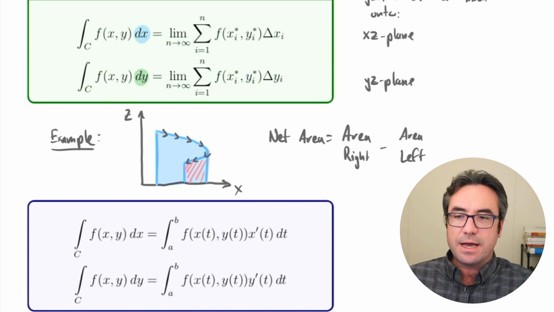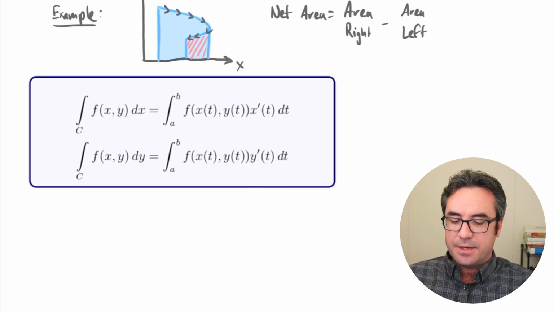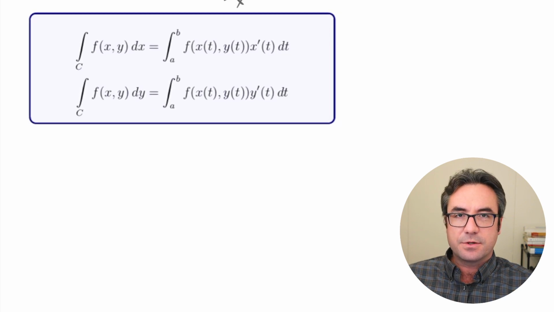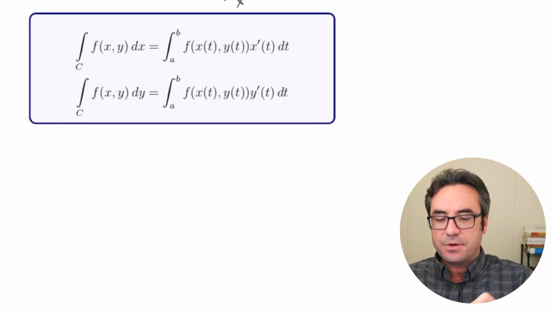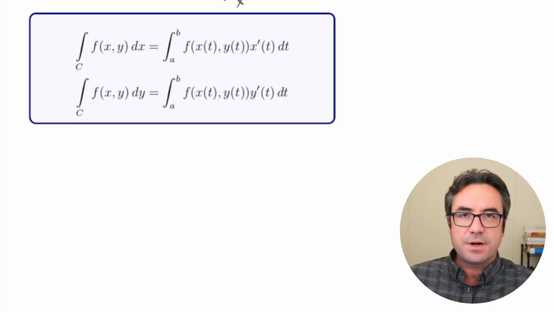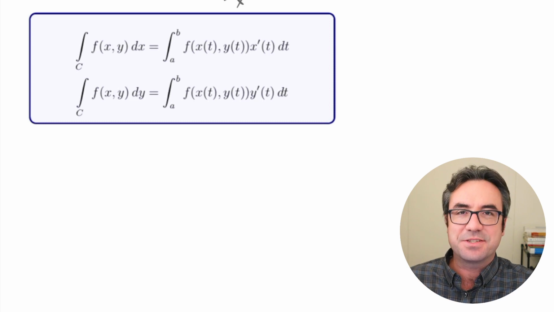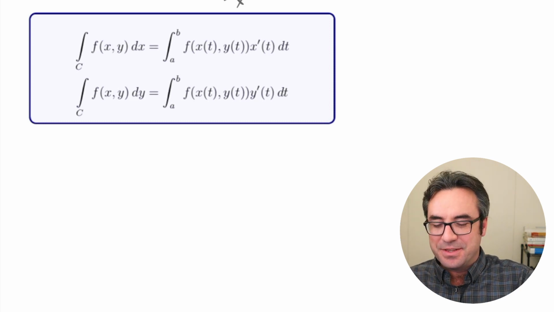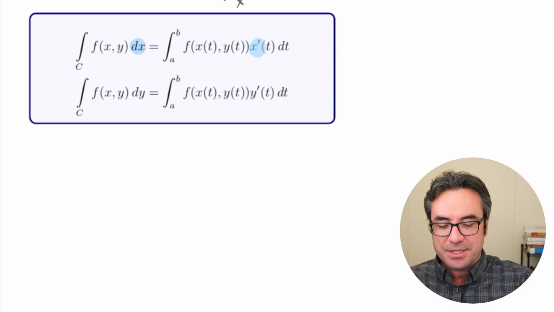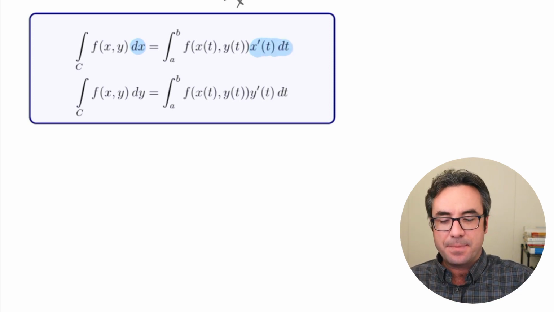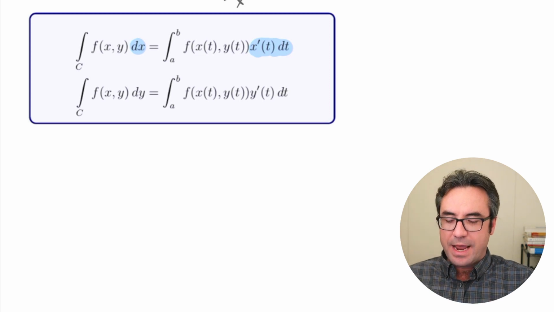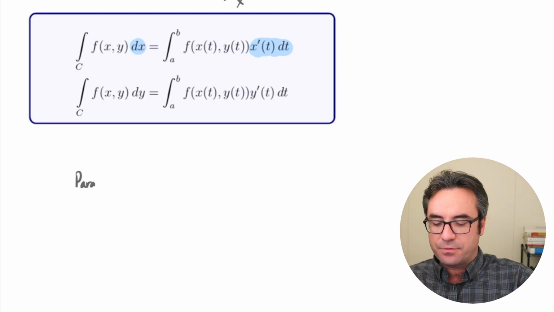Now, how we actually calculate these is very similar to how we did it with our regular line integral with respect to ds. The only difference here is our differentials aren't as nasty. So the dx here is just x prime times dt. And let's remember, we're still going to have to parameterize the curve in order to calculate these.